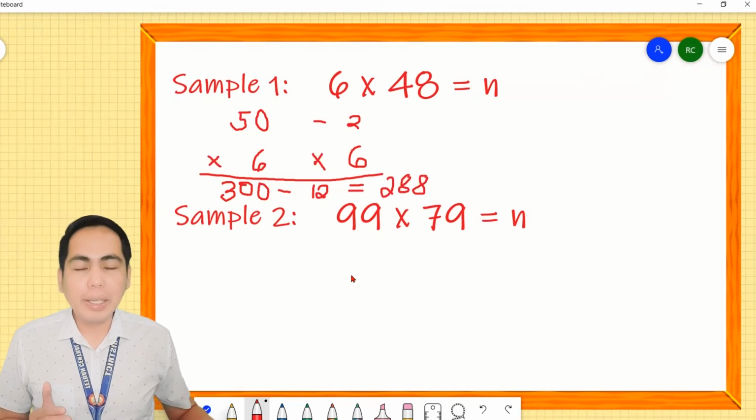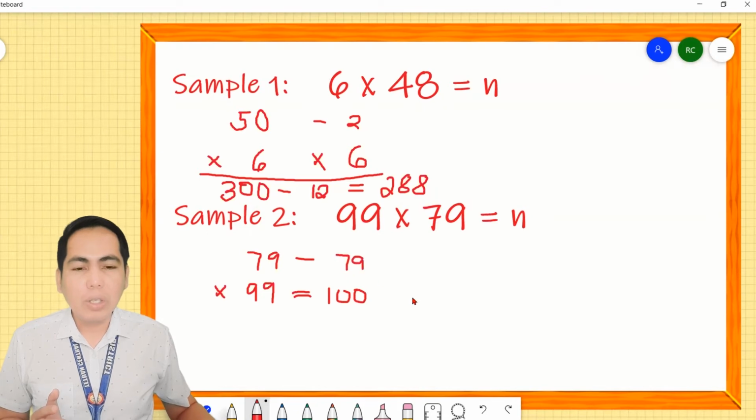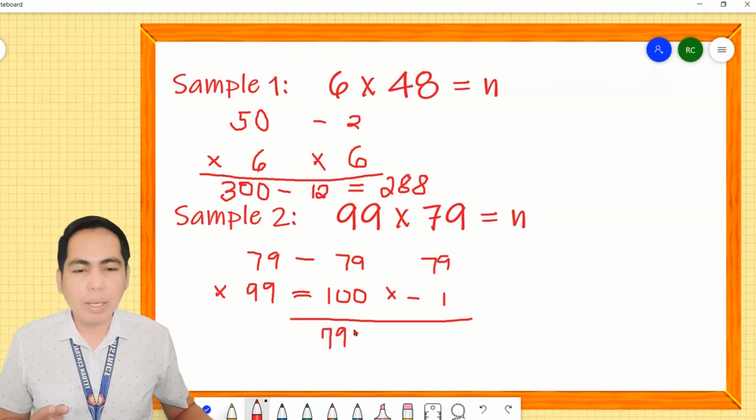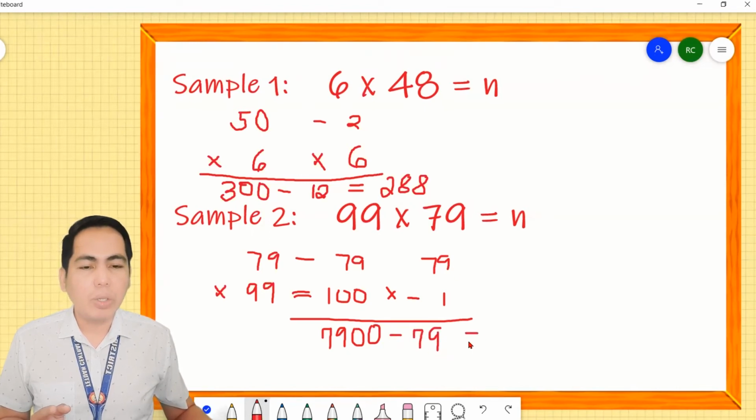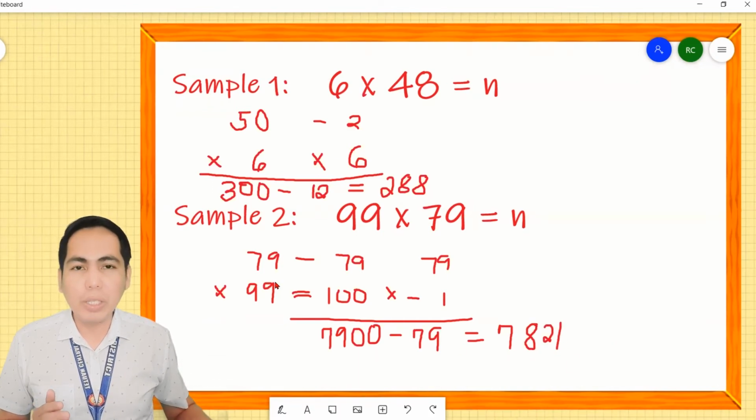Now let's have example number 2. We have here 99 times 79. We can round up the 99 to 100, so this 79 will remain as 79. When we round up 99 to 100, we increase it by 1, so we have to subtract 1 times the 79. So 79 times 100 will give us 7,900, minus 1 times 79, which is 79. So 7,900 minus 79 will give us 7,821.